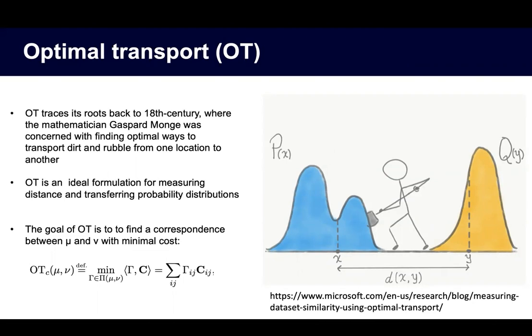Basically, we want to find the gamma, which is the coupling matrix for the mapping, in a way that minimizes the cost function C. And remember, the constraint set pi enforces gamma to be measure preserving. Solving this equation can be very costly and expensive, and there are multiple ways and multiple algorithms to do this. We want to solve our batch effect problems using optimal transport.